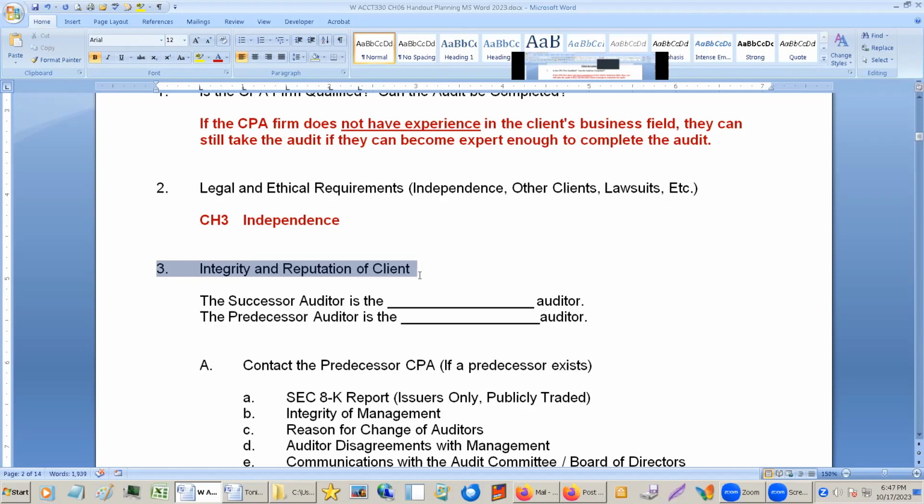Okay, number 3. What time is it? Oh man, I'm taking a lot longer on this than I thought.